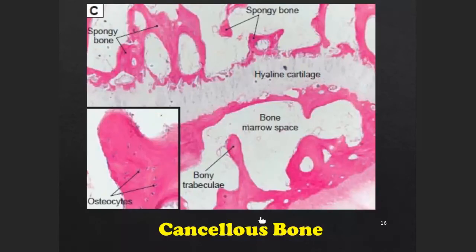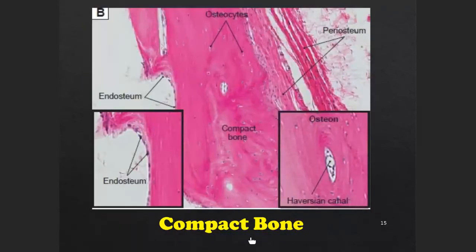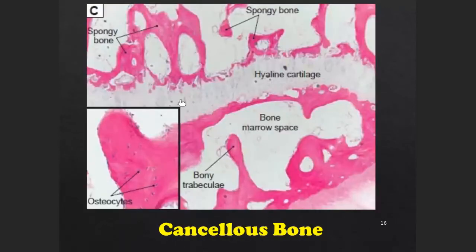Now this is your cancellous bone. Now again see this bone and see the previous bone. What is this? This is very compact. There is no trabeculae, but in here you will see these spaces. These are called your trabecular spaces. So these all are your trabecular spaces. These are your bony trabeculae. Inside you will have osteocytes. On the lining you will see osteoblasts, and this is your bone marrow space.